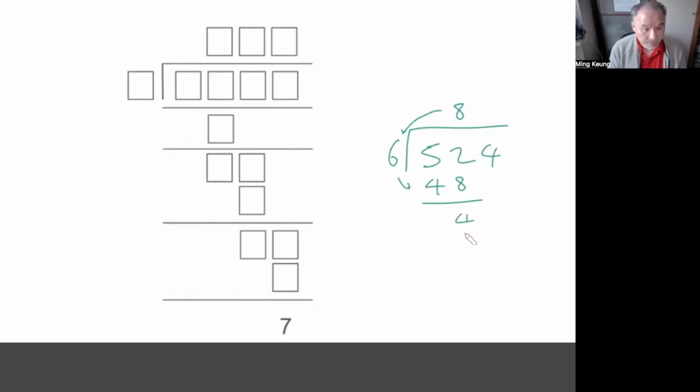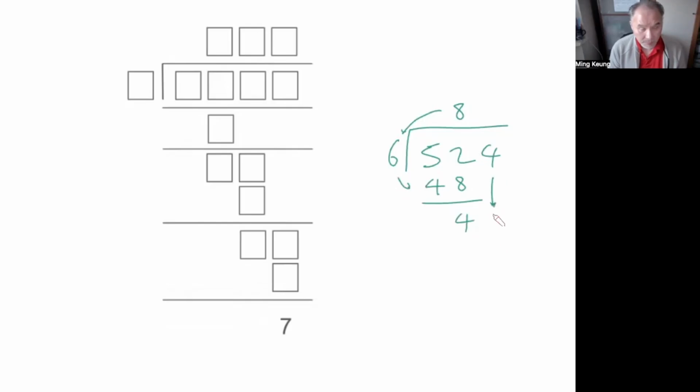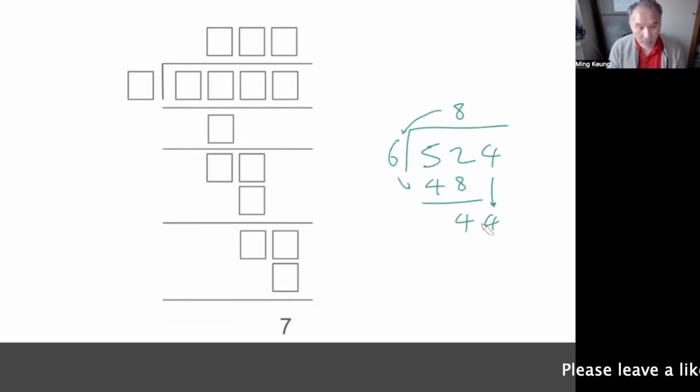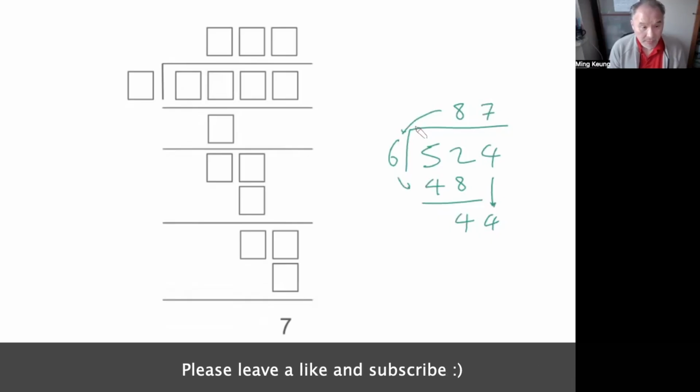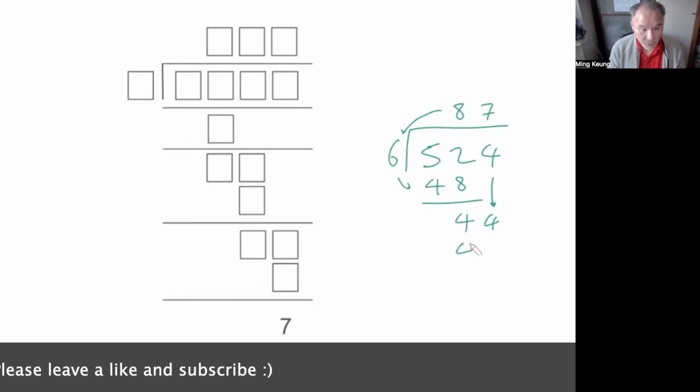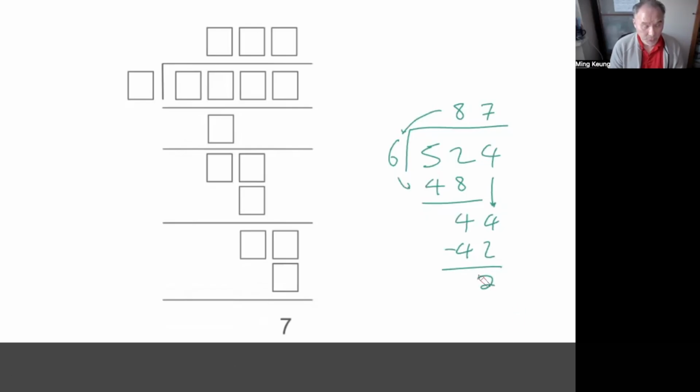4. And now bring down the 4, or the next 4 rather. And so, how many 6s go into 44? Well, that only goes in 7 times. And then 7 times 6 gives us 42. And then that leaves us with a remainder of 2. So this 2 here is a remainder.